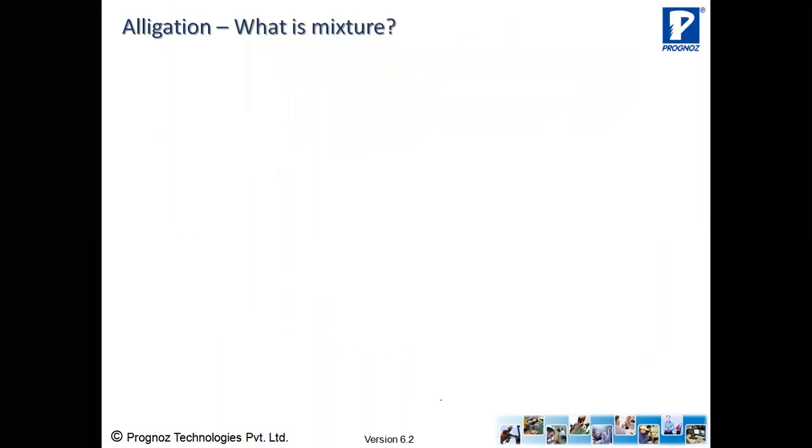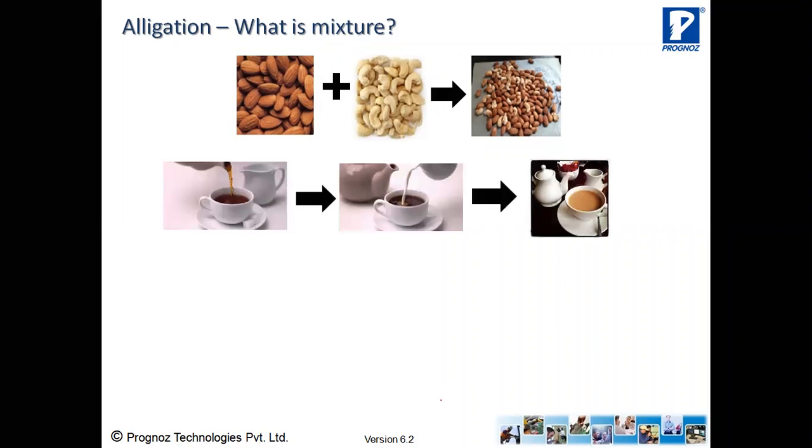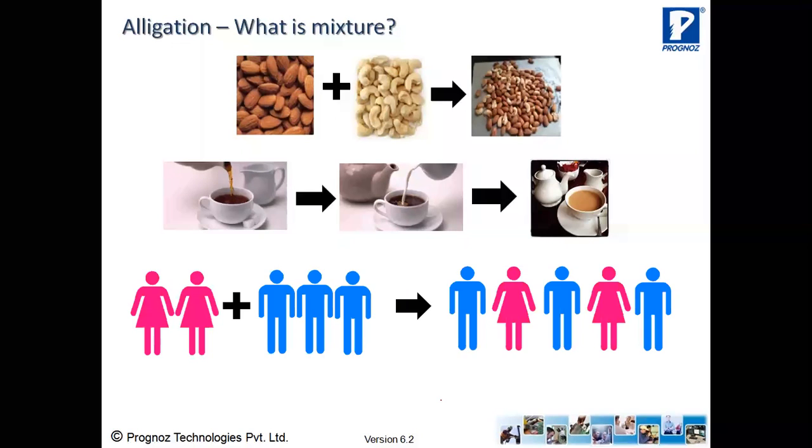Now, what is mixture? When we say mixture, what can be mixture? If you have almonds, badam, and cashews, kaju, mix कर दिया दोनों को तो ये mixture बन गया. This is a mixture. Whenever you are mixing two things, it becomes a mixture. Chai is also a mixture. चाय में आपने पत्ती डाली, पानी डाला, शक्कर डाला, दूध डाला. It's a mixture of many things. Now there's a group of girls and a group of boys. You mix them together. This is also a mixture problem.